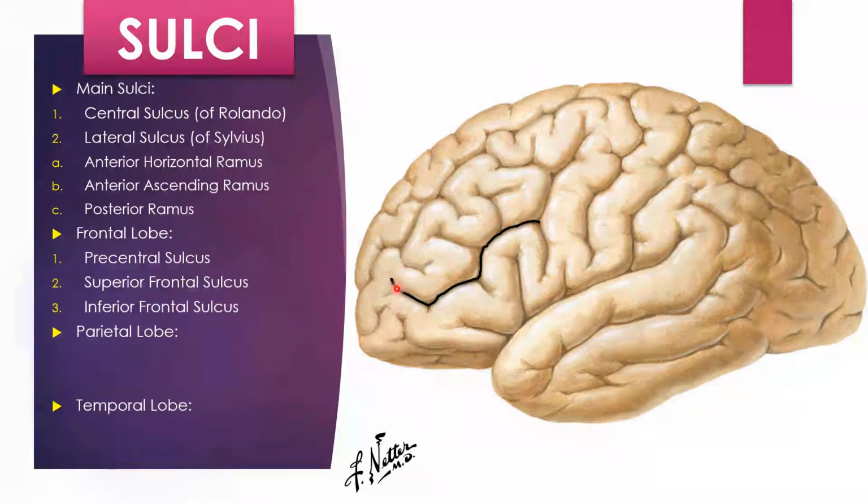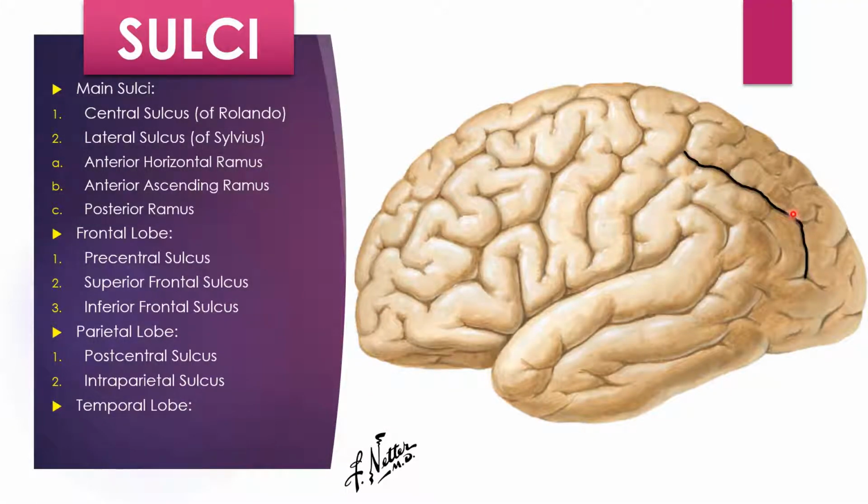Next, the parietal lobe. The parietal lobe has 2 sulci mainly. The post-central sulcus, again posterior to and parallel to the central sulcus, running downwards and forwards. And from the midpoint of the post-central sulcus, there arises another sulcus, which is the intraparietal sulcus. This is the intraparietal sulcus.